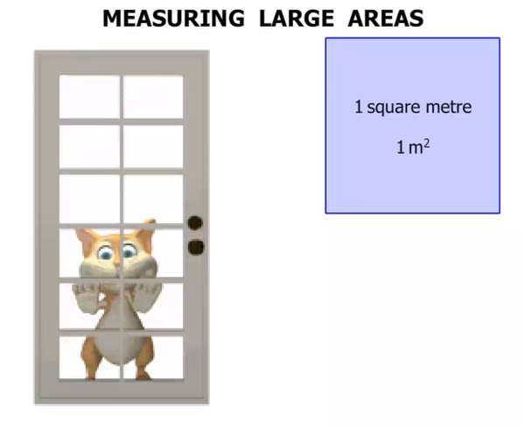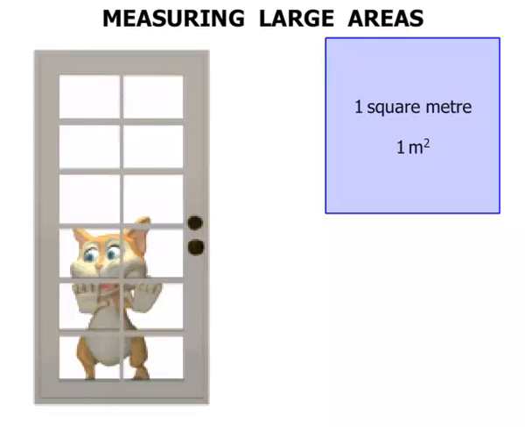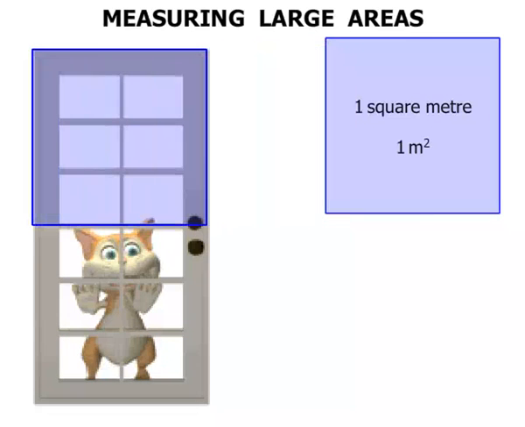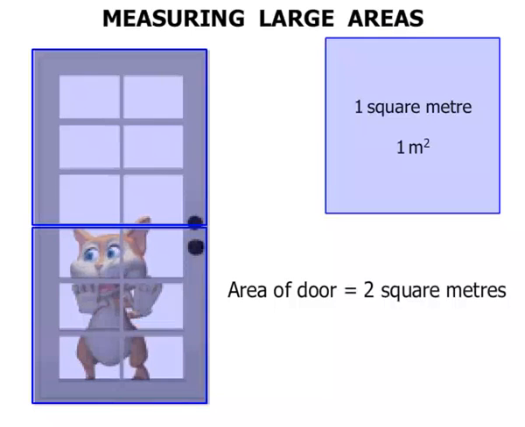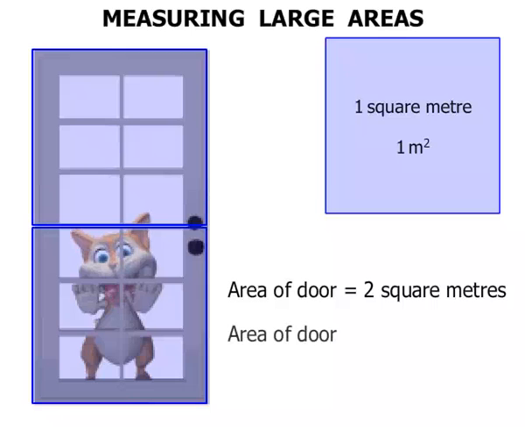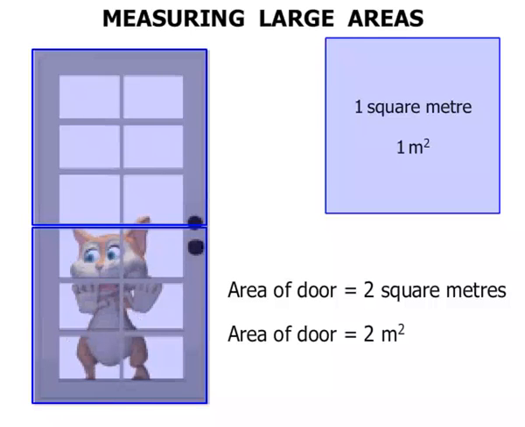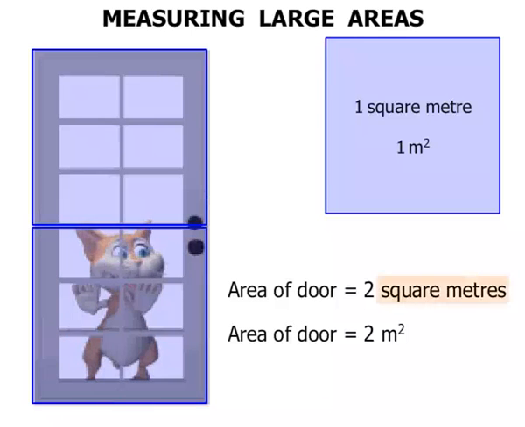Now, let's consider this door. I wonder what area it might cover. Well, there's a cat trying to get in. But if we were to cover it with a square meter, we would find that 1 of them and 2 of them would be needed to cover the area of the door. So the area of the door is equal to 2 square meters. We can rewrite that: area of the door is equal to 2m squared. So the square meters can be rewritten m with a little 2 there, meters squared.